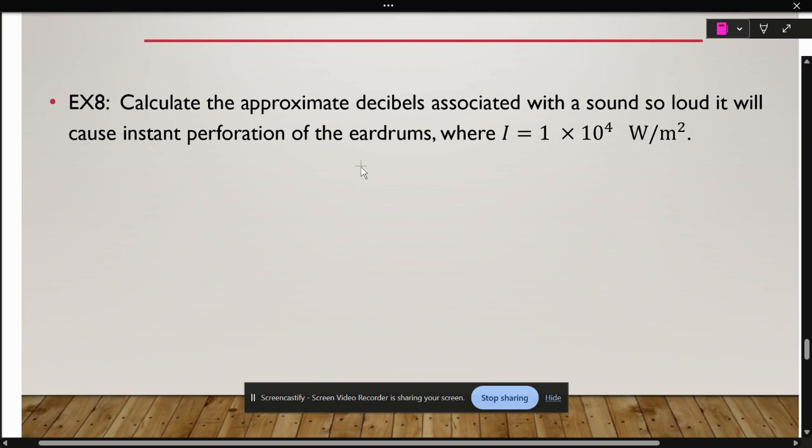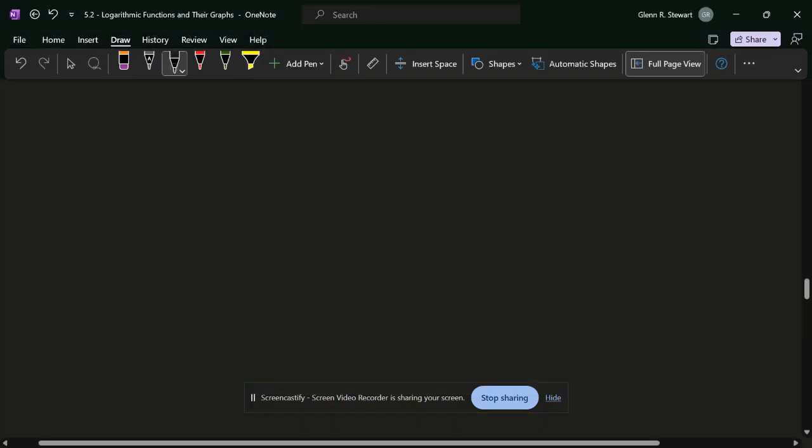Calculate the approximate decibels associated with sound so loud it will cause instant perforation of the eardrums. It means it'll make your eardrums burst. Where I, the intensity, is 1 times 10 to the 4th. So I'm first going to start out with, I need to find decibels. So I'm going to use the decibel formula.